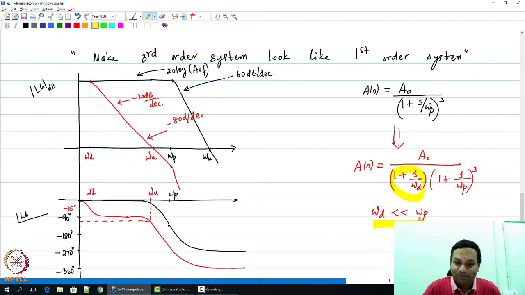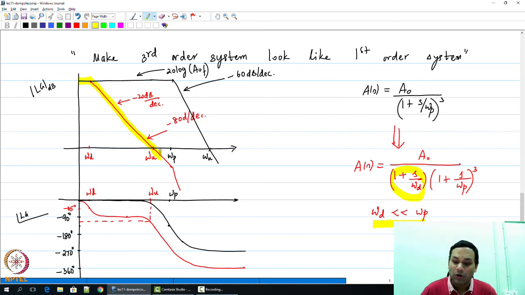And as you can see, the loop gain magnitude stays at 20 log A naught f till it hits the first pole omega d. What happens subsequently? At that point, the gain starts dropping with a single pole response, or at minus 20 dB per decade. And for a well-defined system, it should cross omega u such that it still looks like a first order system.